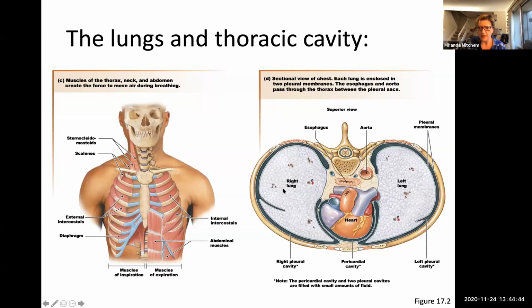We've got the aorta. Here's the esophagus, which is opened up when we eat. It's closed off normally so that we can breathe. And then what I really want to point out in this view, though, is the pleural cavity. So this is the area in this kind of dark slate gray color.